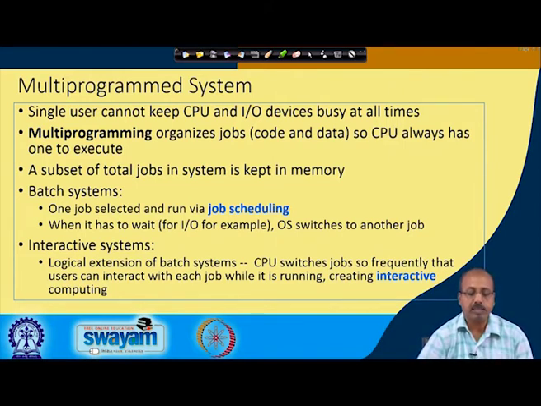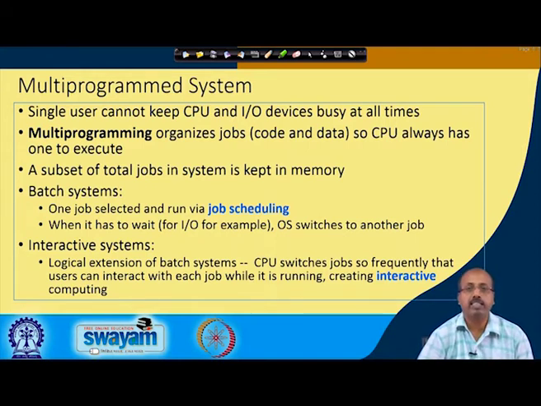In a batch system, one job is selected and run via job scheduling. In a batch system, we submit a batch of jobs, a set of jobs, to the computer for execution, and the scheduler puts them in a scheduling queue, and one after the other the jobs will be given to the system. When it has to wait, the OS will switch to another job. So, a batch of jobs are given and one by one they are processed.